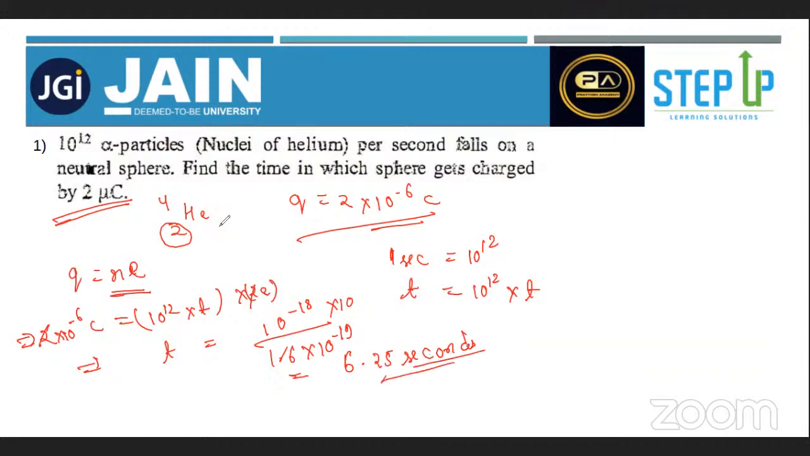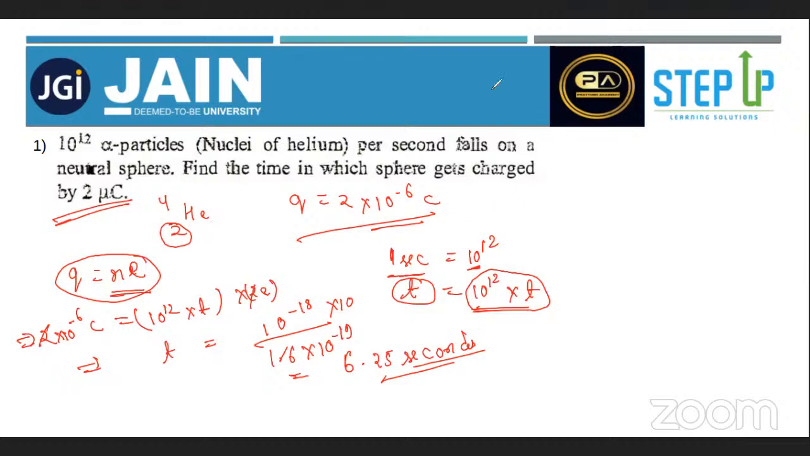Because I have written 10 raised to 12 alpha particles per second, in 1 second it is 10 raised to 12. I had to find the time in which the sphere gets charged this much. So I assume that time was T, and for that time the total number will be this much. This is the N value. We substitute N, and what we are using here is quantization of charge. I hope it is clear.